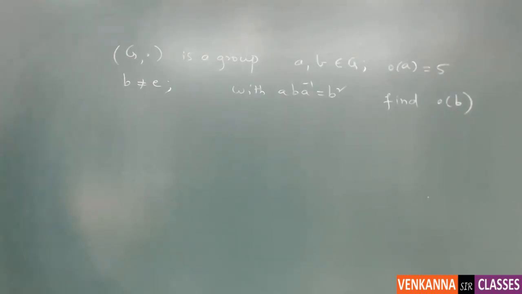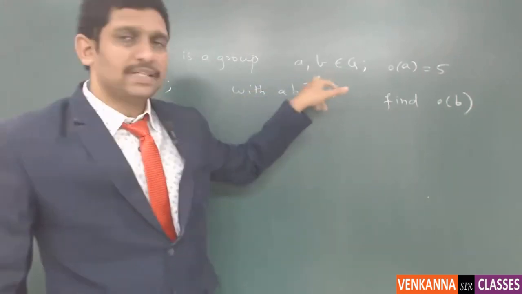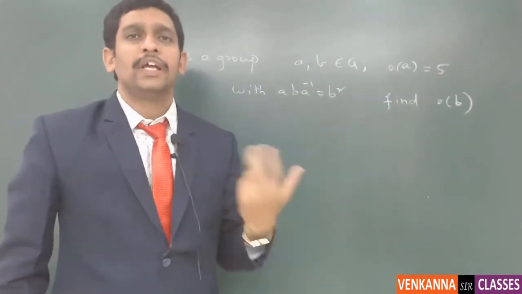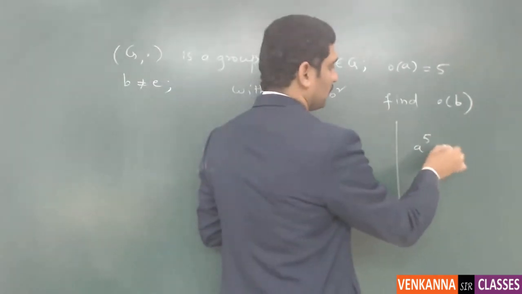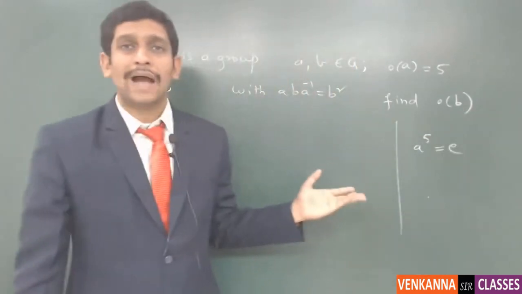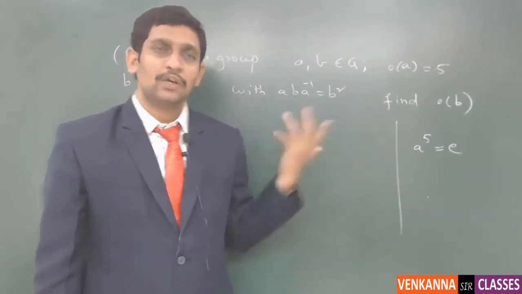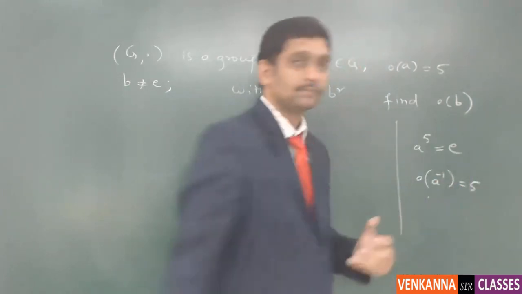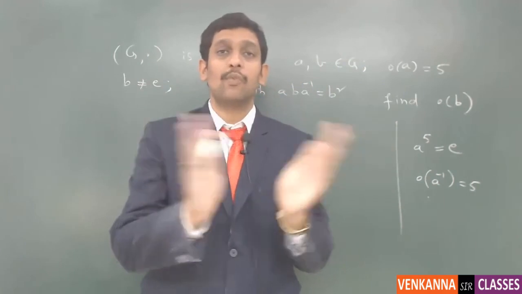Now, if you understand the problem, I am given a group G comma dot. In this, I have taken two elements where one element has order 5. Immediately, what we can think about: A power 5 is equal to identity because order of A is 5. Can we say anything more about the order? We can say that order of A inverse is also 5, because as we know, A and its inverse both will have the same order.